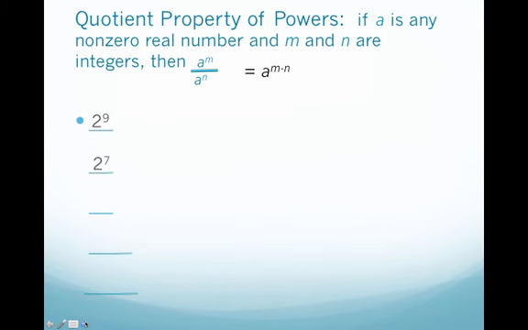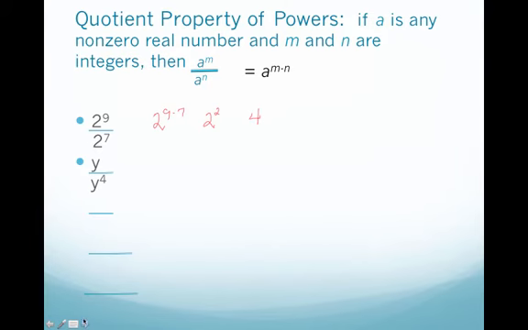I've got 2 to the 9th divided by 2 to the 7th. So I'm going to divide by subtracting my exponents. 9 minus 7, 2 to the 9 minus 7 is 2 to the 2, or 4.